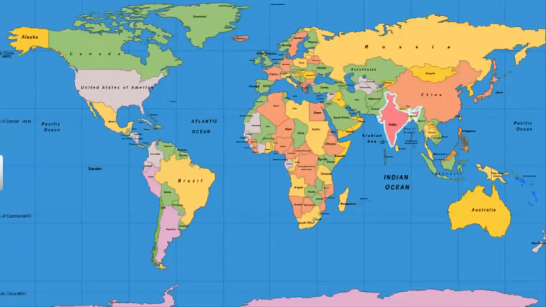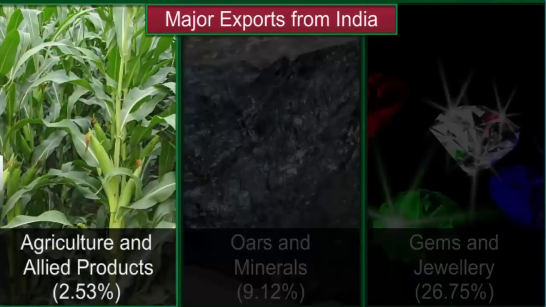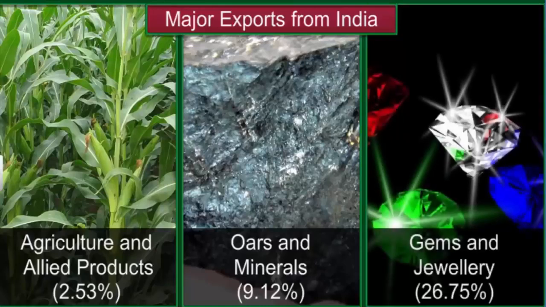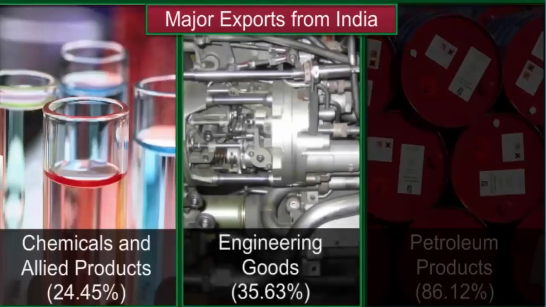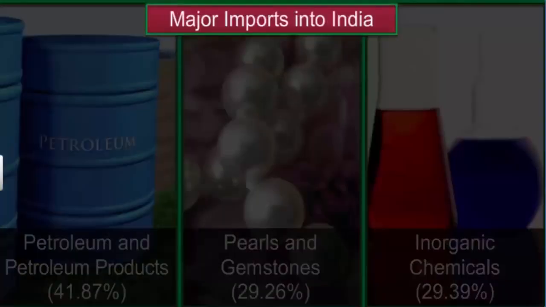India has healthy foreign trade relations with countries in all parts of the world. The major products showing a rising trend in exports from India are agriculture and allied products, ores and minerals, gems and jewelry, chemicals and allied products, engineering goods and petroleum products.